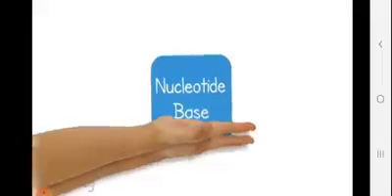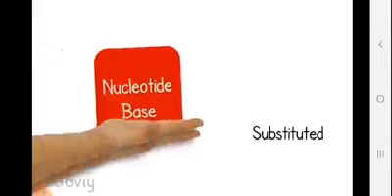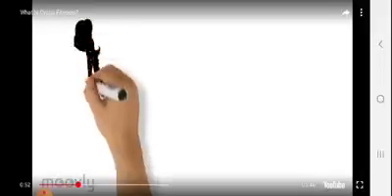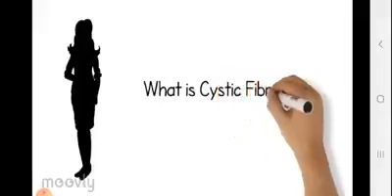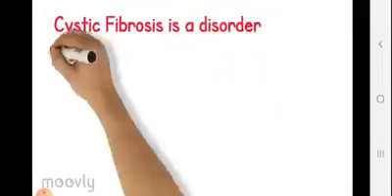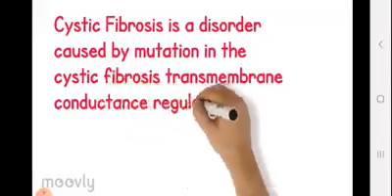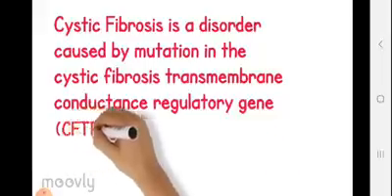When a nucleotide base is added, removed, or substituted, it is known as mutation. These mutations can change the DNA code, which may affect the traits that are expressed in your body. Now that we know the fundamental genetic makeup of our body, let's move to the next big question. What is cystic fibrosis? Cystic fibrosis is a disorder caused by mutation in the cystic fibrosis transmembrane conductance regulatory gene, known as CFTR for short.